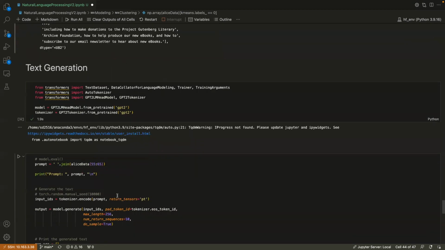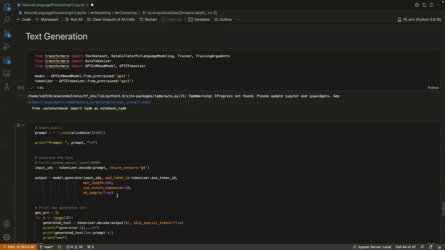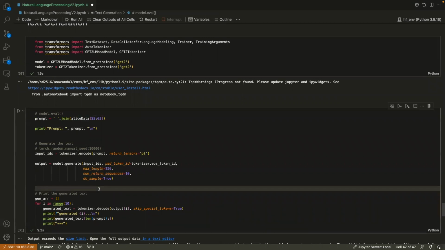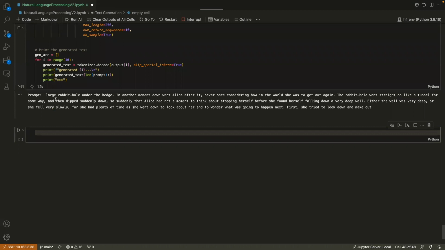So what we're doing is seeding this with a prompt. The prompt is the first 10 lines of Alice in Wonderland, and we're saying, here's 10 lines, can you predict what comes next? The maximum length is 256, so it would generate 256 minus the prompt length. We'll do it live. Here's the prompt, and it's thinking about it. It's going to generate 10 different interpretations of this prompt.